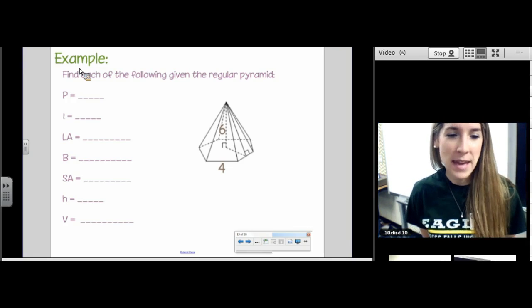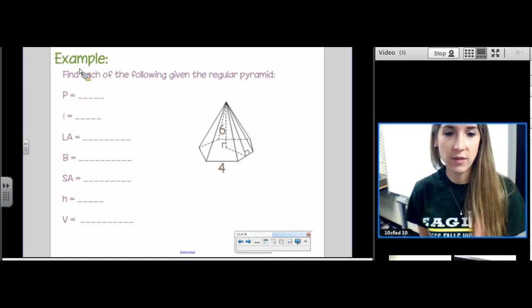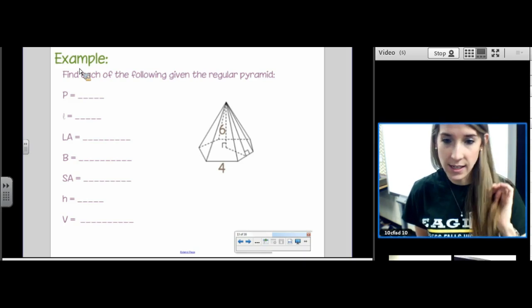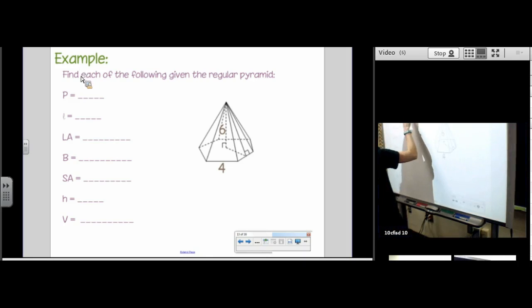Okay. P, what is capital P in this example? Everyone type it. This is a hexagonal pyramid. Good, it's 4 times 6. There are 6 sides, and each side is 4. So capital P is 24.